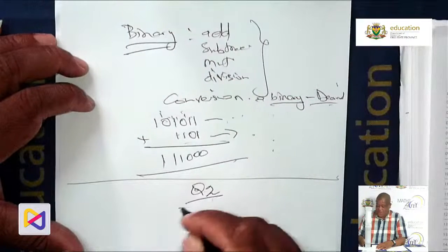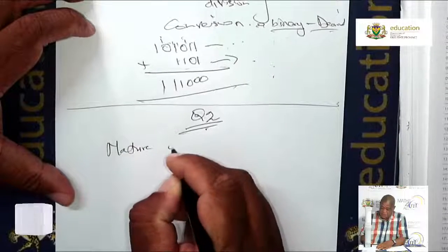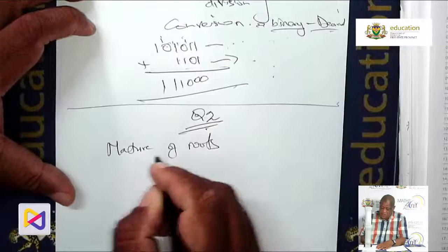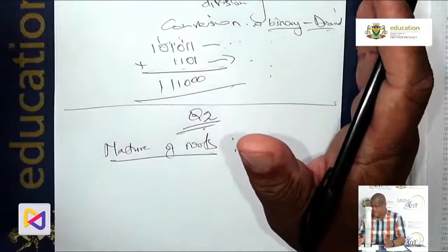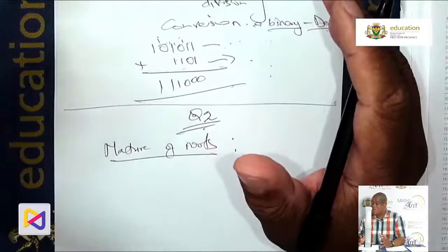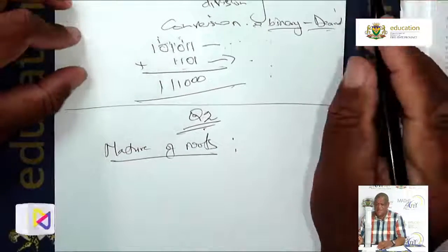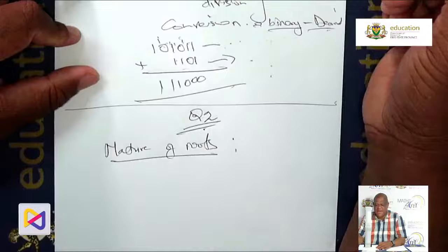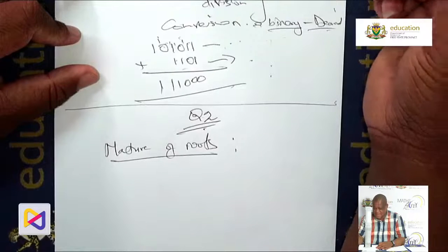If you look at our question 2, which of course has very few marks, around 7, it's talking to the nature of the roots. Let's understand this type of question. It is the nature of the roots, and the question will always expect a candidate to describe the nature of the roots.